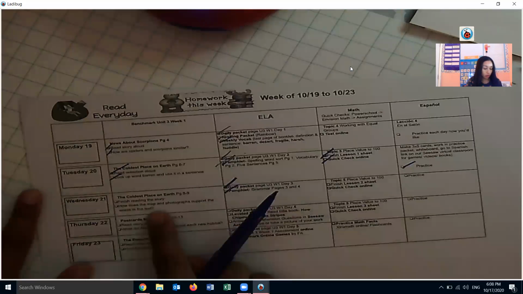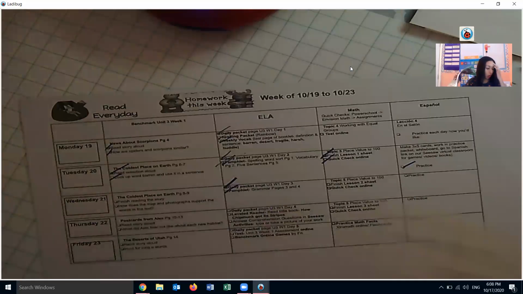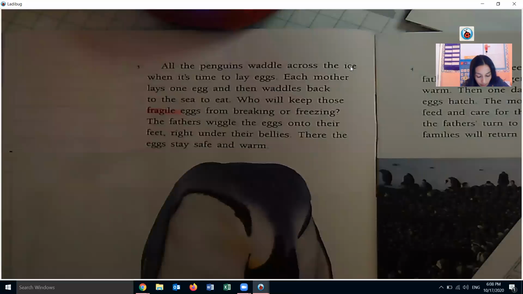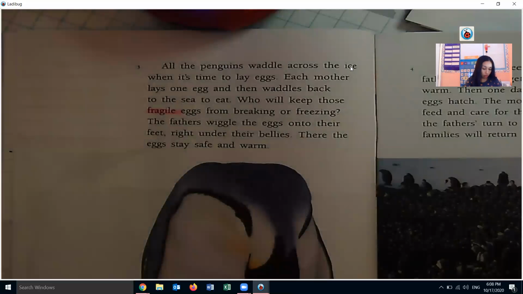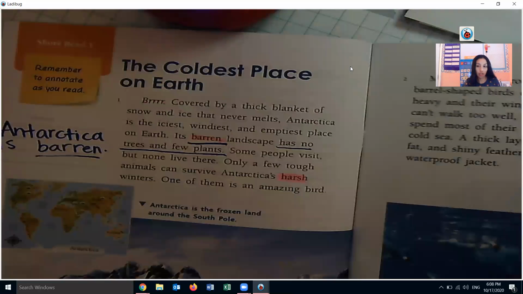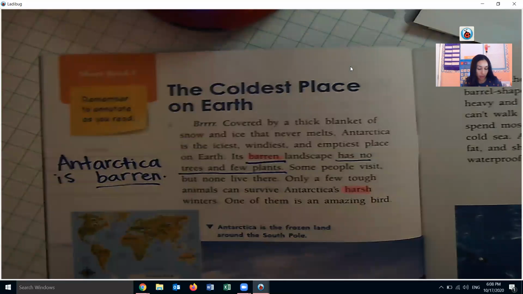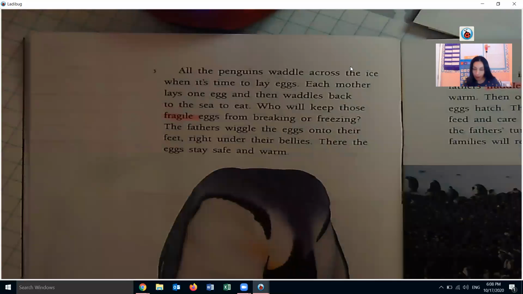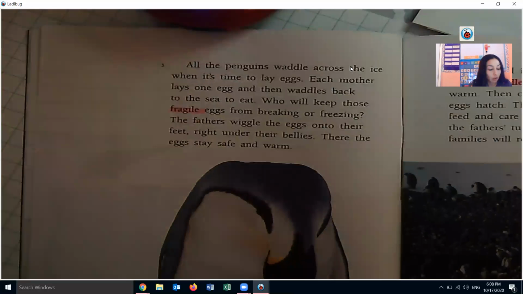So next we have to finish the story, The Coldest Place on Earth. Yesterday we read pages 6 and 7. Today we are reading 8 and 9. Let's see what the activity is for today. Finish reading the story, and then answer, how do the map and photograph support the words in the text? I don't see a map on 8 and 9, but I remember one on page 6. But we do see photographs on pages 8 and 9. We're going to think about how the pictures and the map help tell the story.